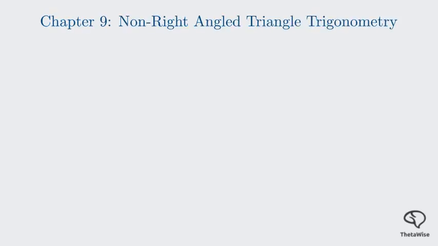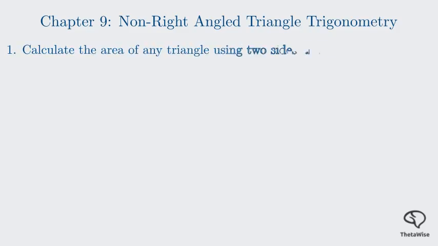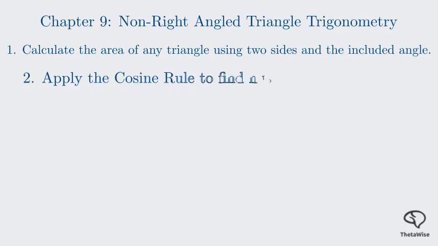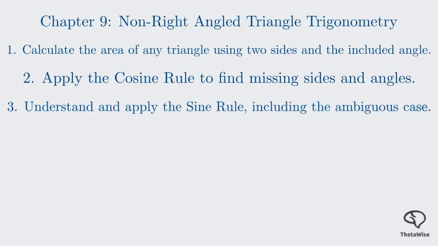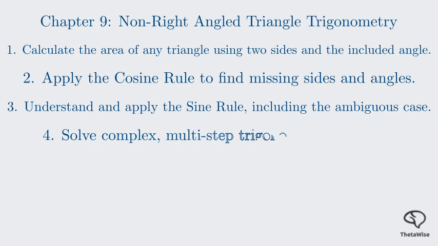By the end of this video, you will be able to calculate the area of any triangle using two sides and the included angle. Second, you will be able to apply the cosine rule to find missing sides and angles. Third, you will understand and apply the sine rule while carefully navigating the ambiguous case. And finally, you will be able to solve complex multi-step trigonometry problems that extend beyond simple triangles.